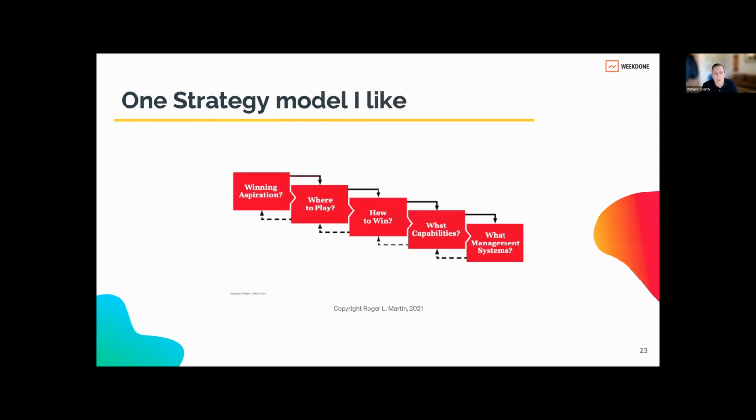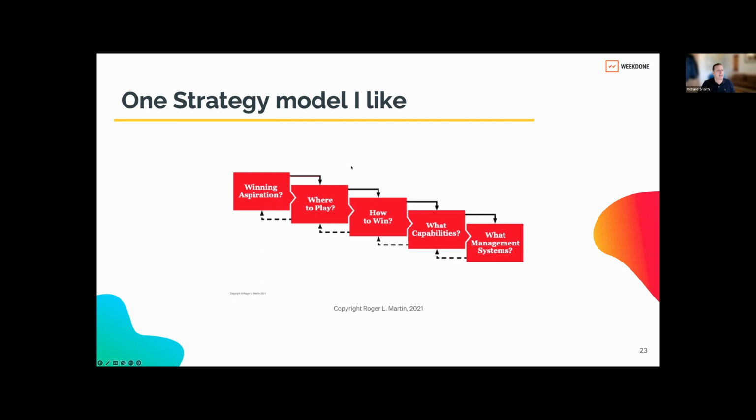Now, one of the models I particularly like, and this isn't my creation, is from somebody called Roger Martin. He writes a lot on strategy, and he has this simple model: where to play, how to win. We discussed where we're going to play and how we're going to win. And from there, we can come up with winning aspirations, capabilities, and management systems.